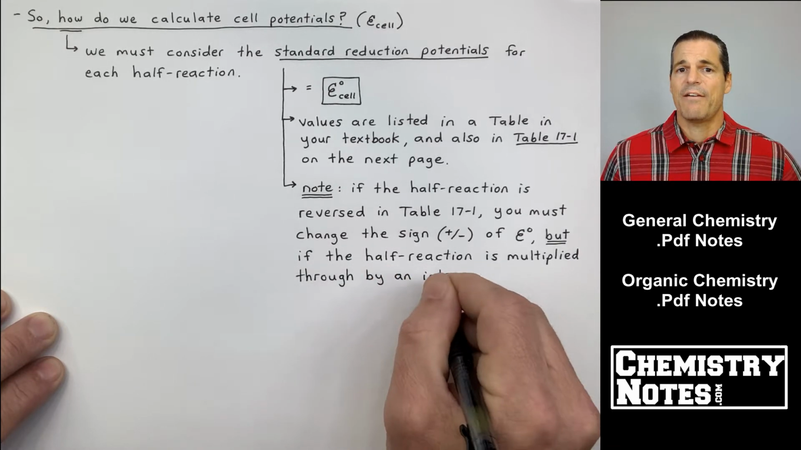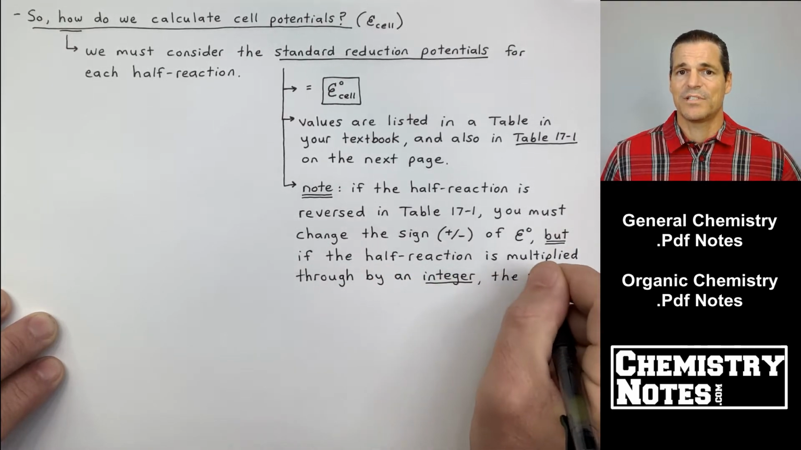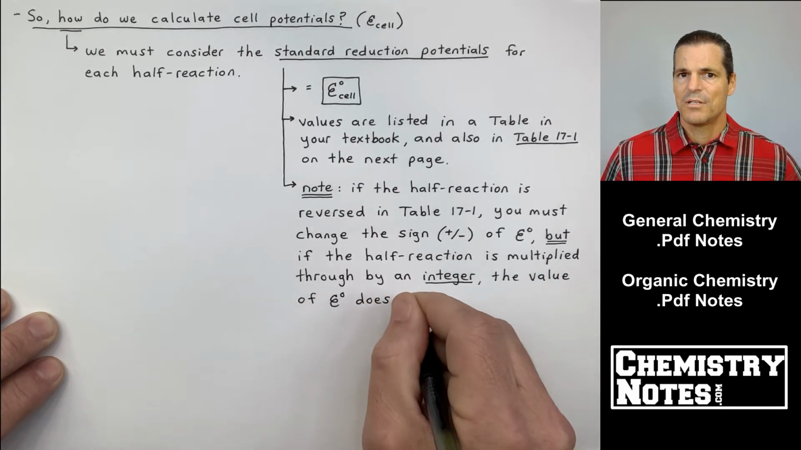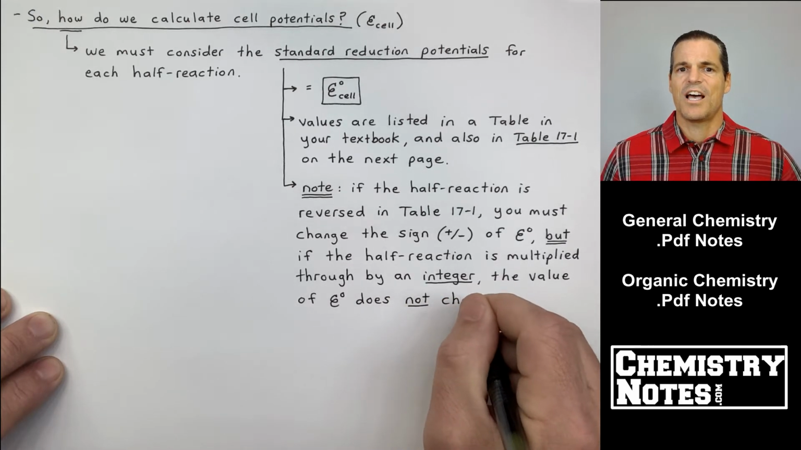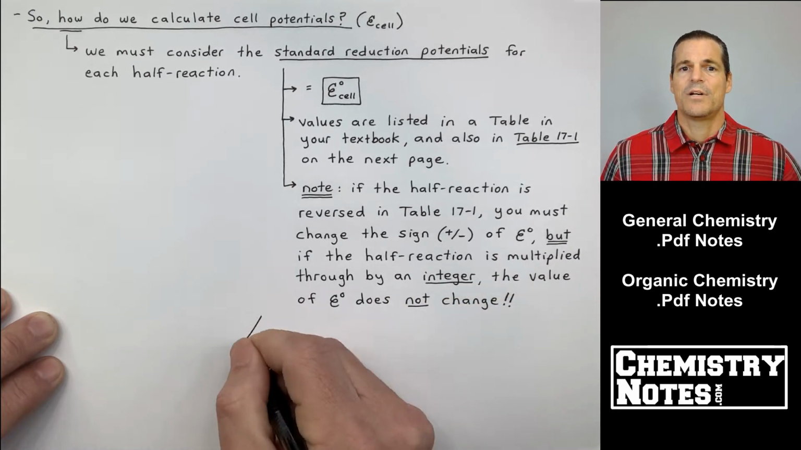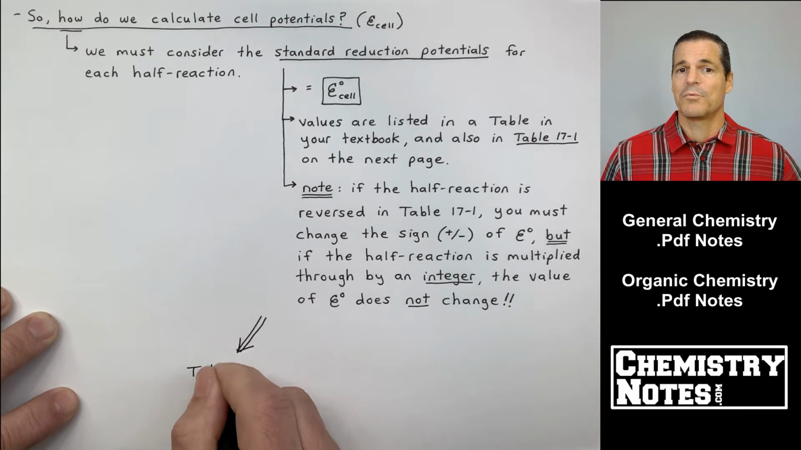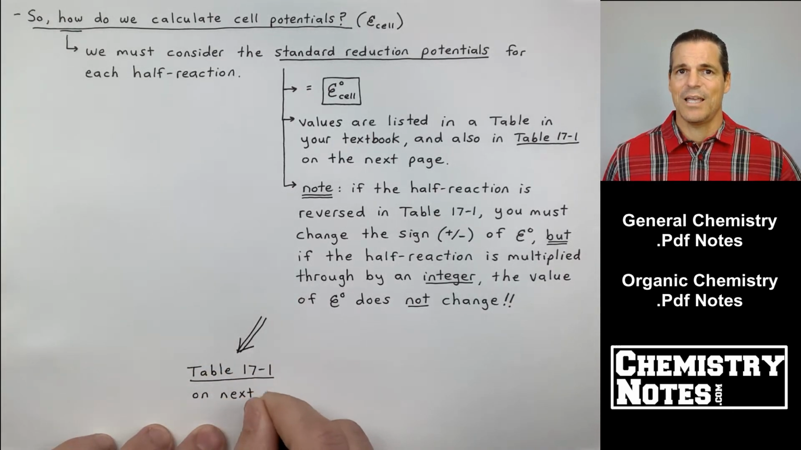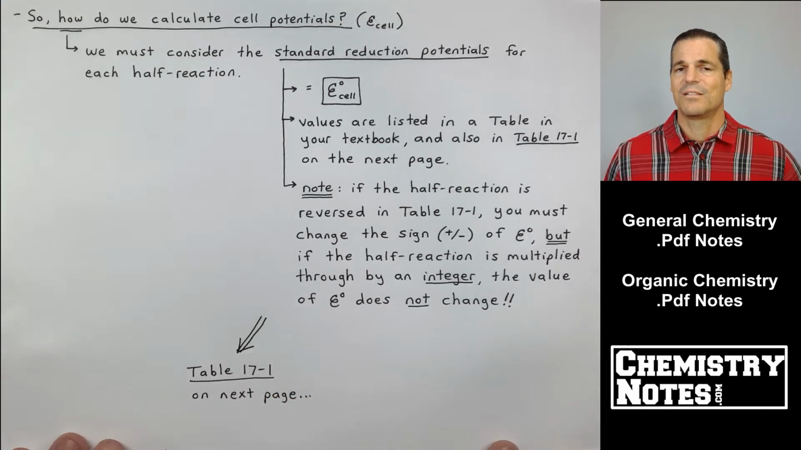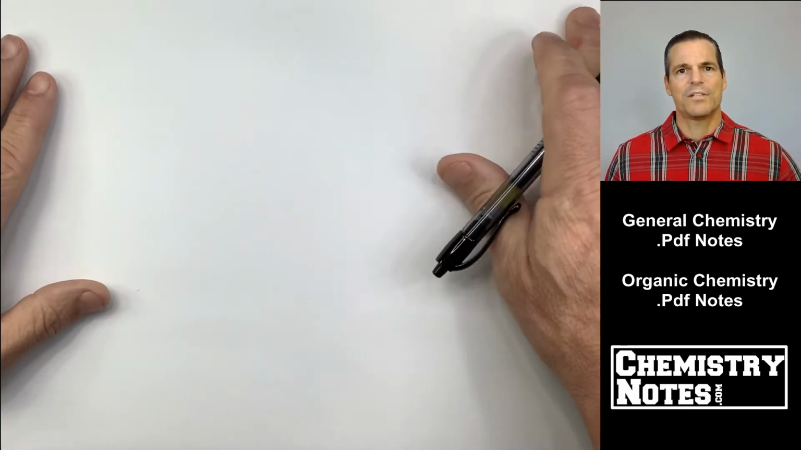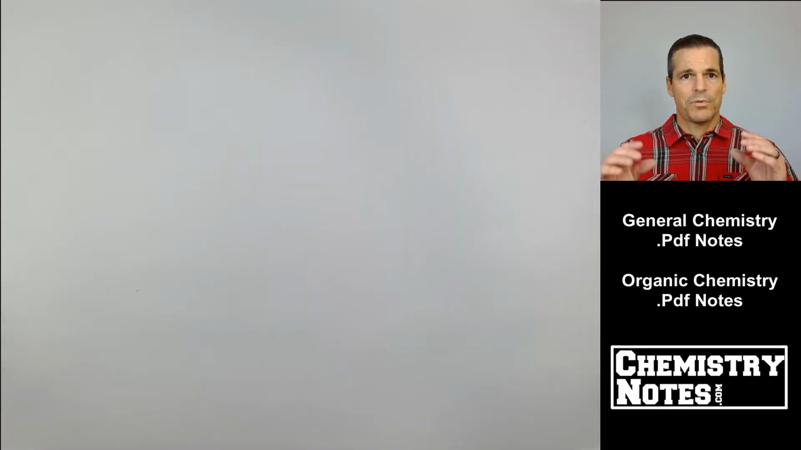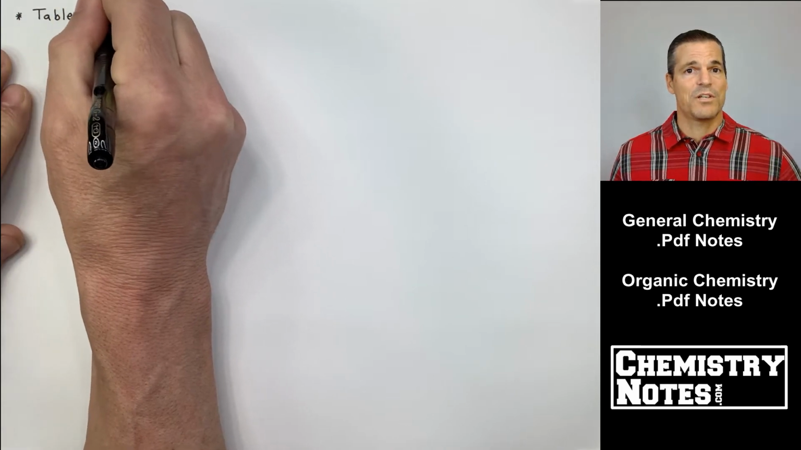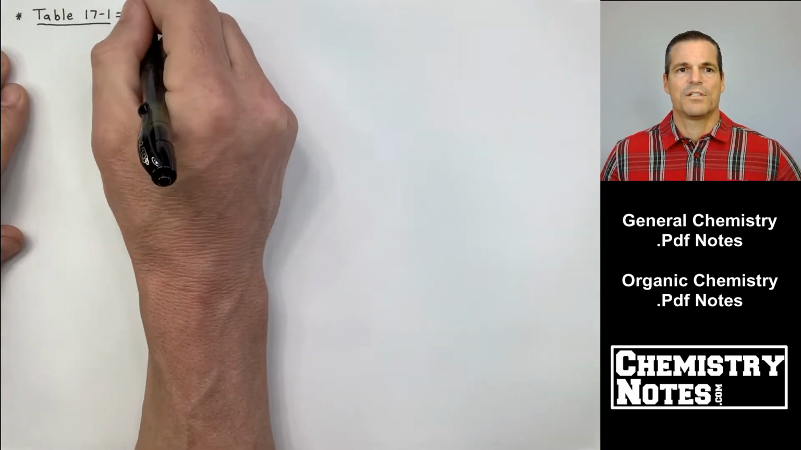Note, if the half reaction is reversed in table 17.1, in other words, if it's a standard oxidation potential, you have to change the sign, plus or minus, of E. But if the half reaction is multiplied through by an integer, the value of E stays the same. The value of this voltage stays the same. Remember, with delta H and delta G, if we multiplied an equation through, we multiply delta G or delta H through by the same coefficient. We don't do that with voltages.